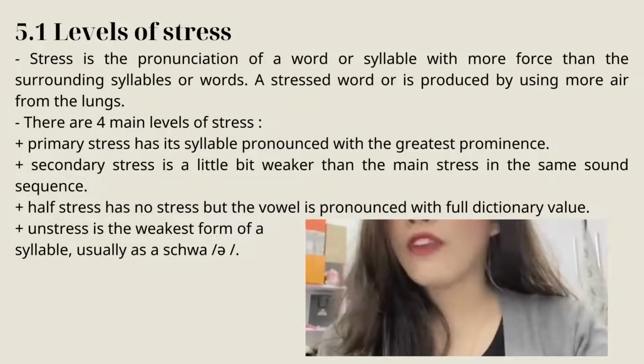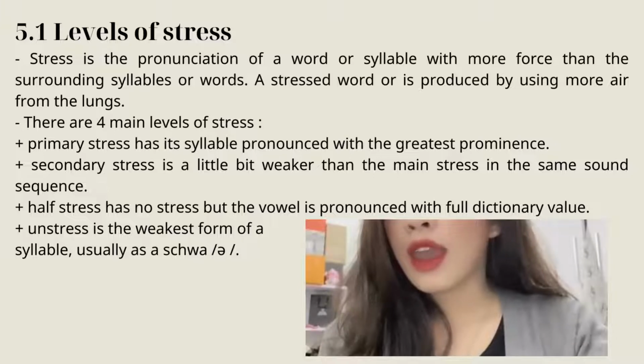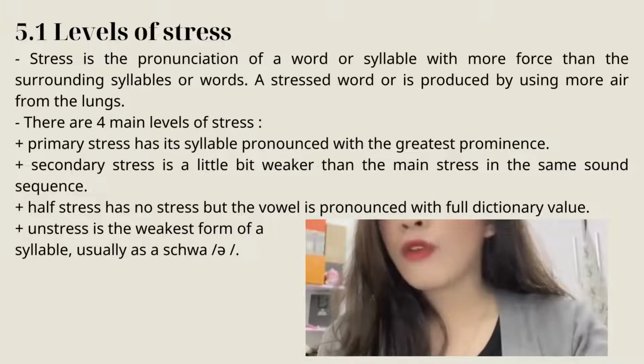Number 5. First one, level of stress. Stress is the pronunciation of a word or syllable with more force than the surrounding syllable or word. A stressed word or syllable is produced by using more air from the lungs. There are four main levels of stress.